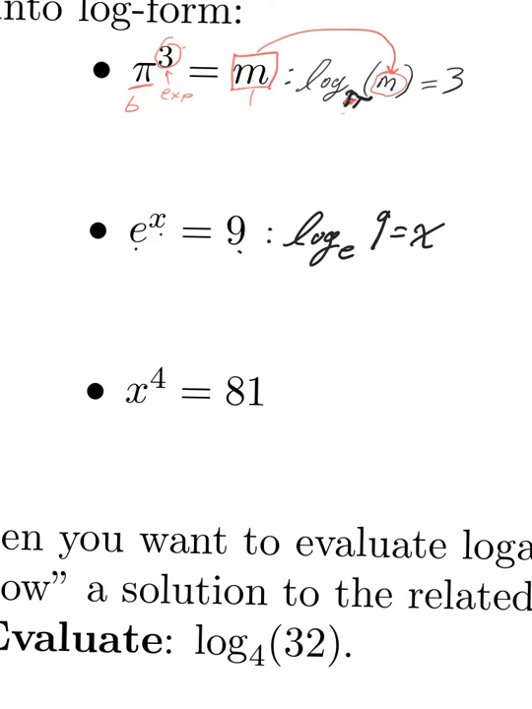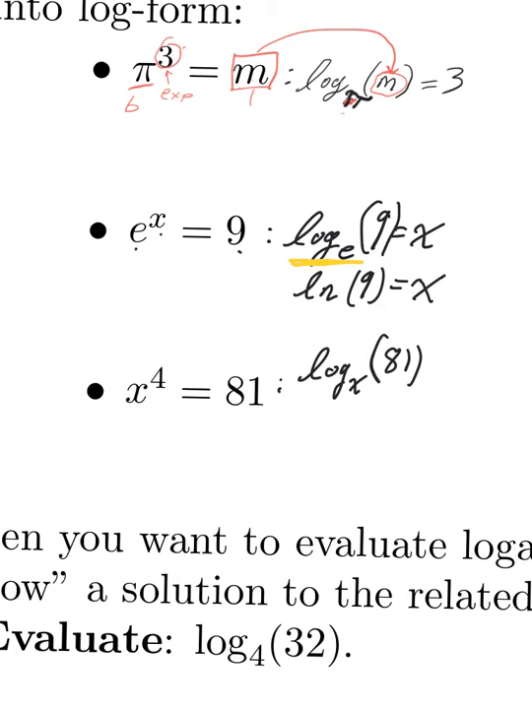But you see this log base e, that's the same thing as ln, natural log of 9 equals x. X to the power of 4 is equal to 81. What is the base? The base is x. So that will become the log base x, the base is still the base, of 81 equals 4. People feel pretty good about that?